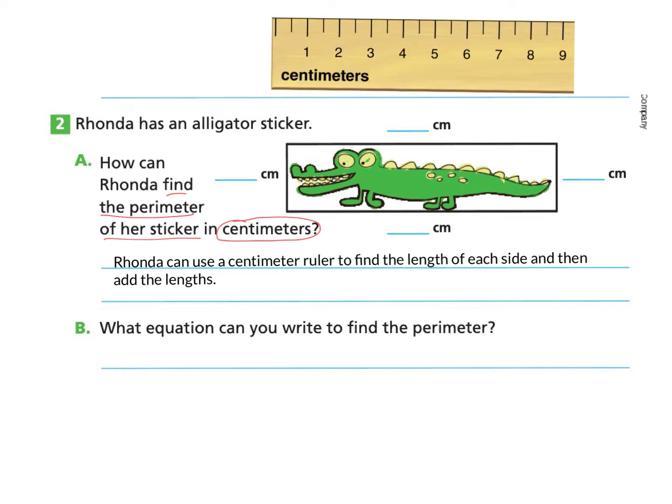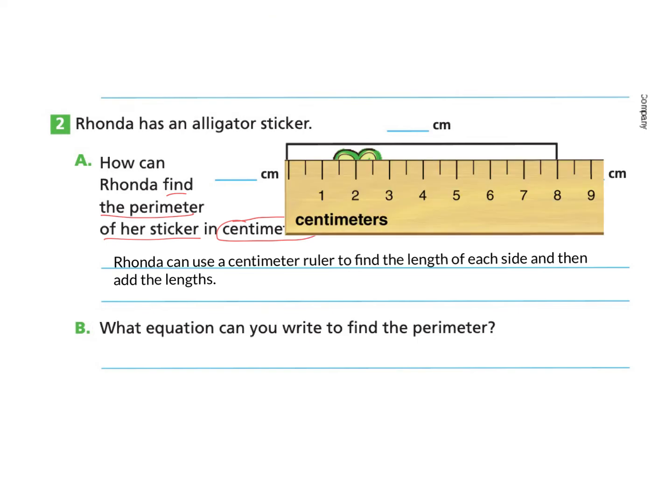So you're probably going to need to just turn your ruler over to the other side to find those centimeters. Otherwise, you can just follow along here with me. So we will start by placing our ruler on top of the alligator sticker. And again, we're measuring in centimeters.